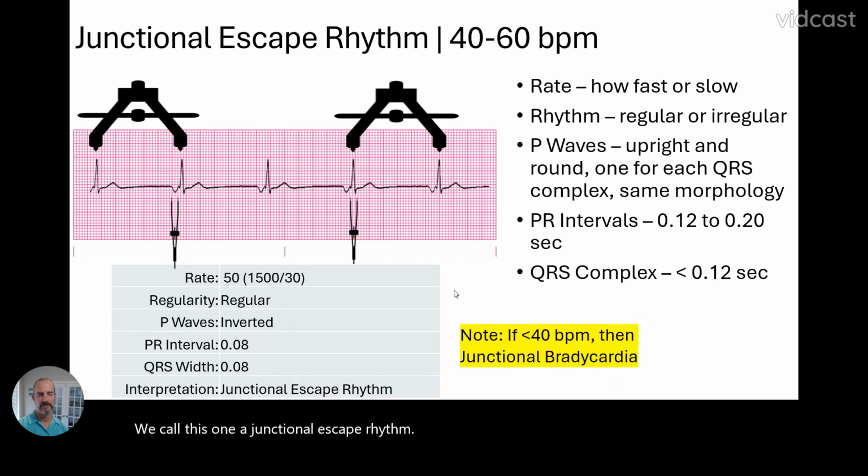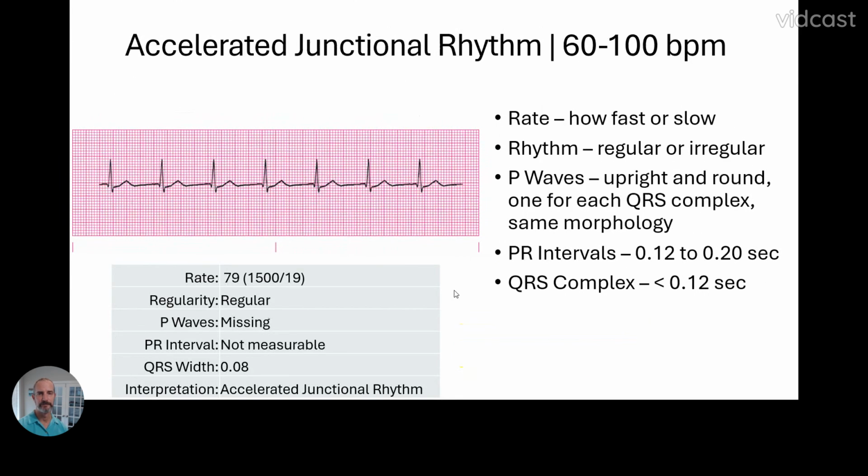All right. If you do have one of these rhythms that's less than 40, you can call it junctional bradycardia. And if it's less than 40, make sure you're checking your patient. That's pretty slow.